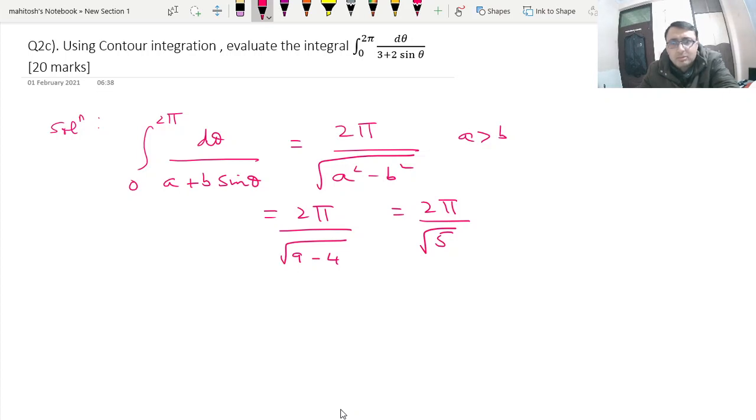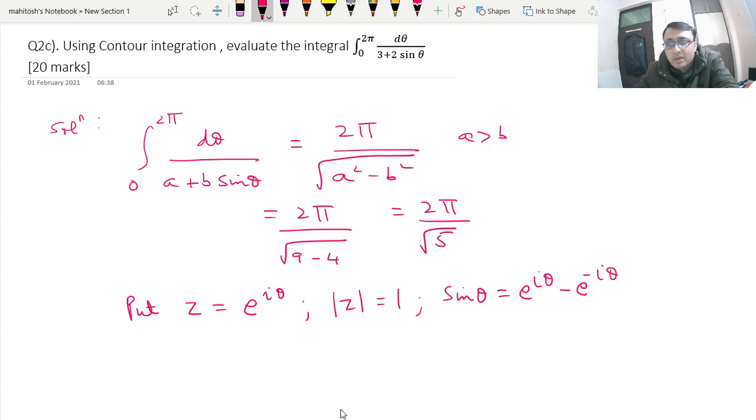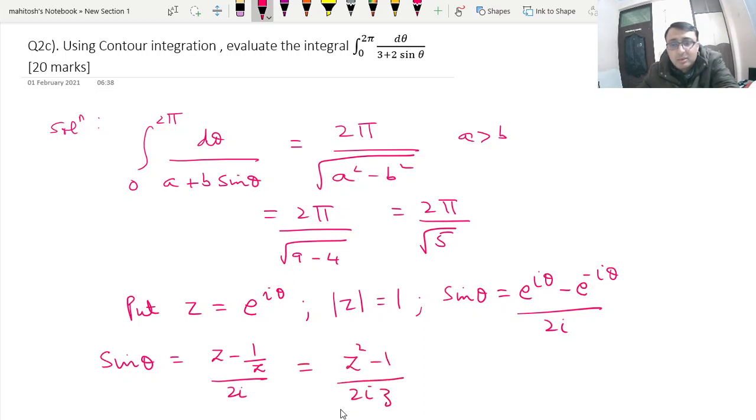Now I'm coming to solve this question. That's the standard thing that we do. We put z is equal to e to the power i theta, and mod z is equal to 1, it's a unit circle. And we know the trigonometric identity, so sine theta can be written as e to the power i theta minus e to the power minus i theta upon 2i. So sine theta I can write in terms of z as z minus 1 by z upon 2i, which is nothing but z square minus 1 by 2iz.